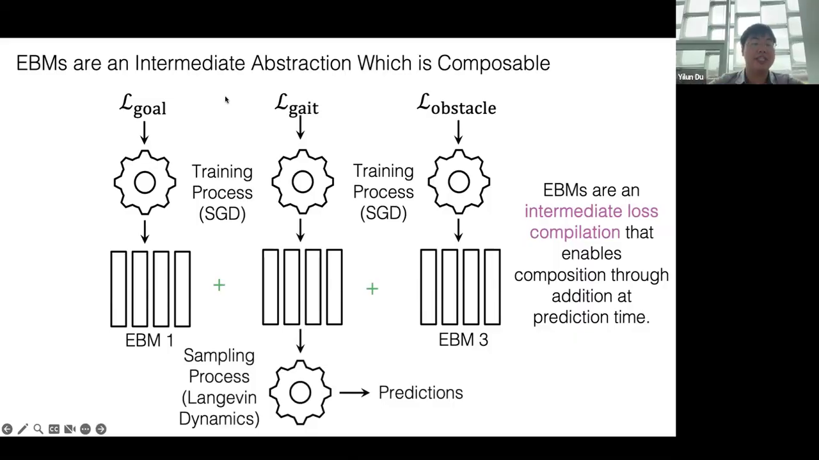And now by running a small number of optimization steps, you can get a prediction that has all 3 of these properties. So essentially, energy-based models are intermediate loss compilation that really allows us to have composition through addition at prediction time. At the expense of making inference slower, this intermediate abstraction allows you to compose things much more flexibly at test time, even when you don't have data for it. Whereas even if we look at the first example I talked about, where you just combine the loss functions, you have to have data with all 3 of these properties to train the neural network.